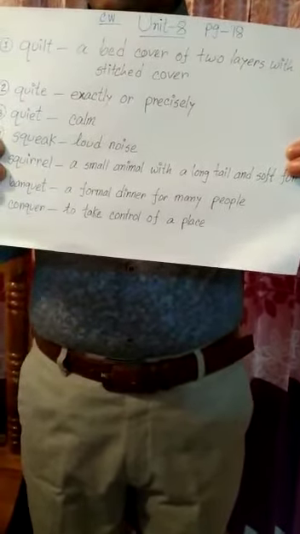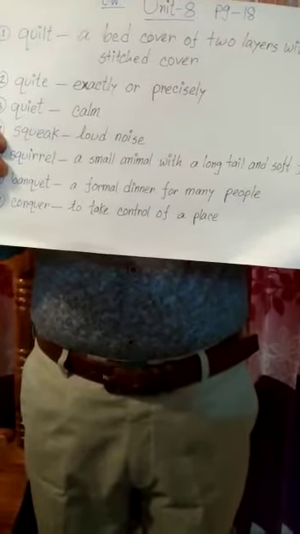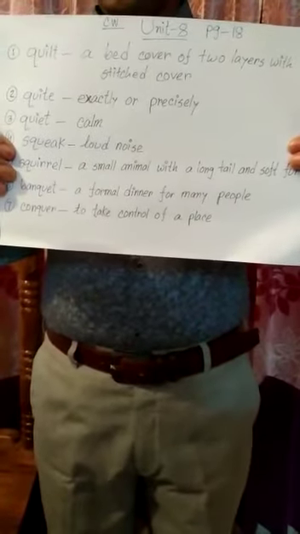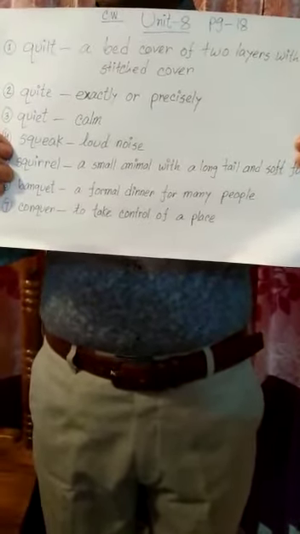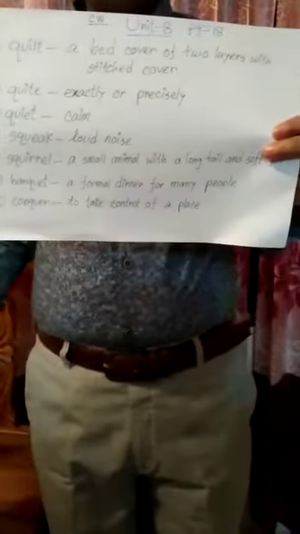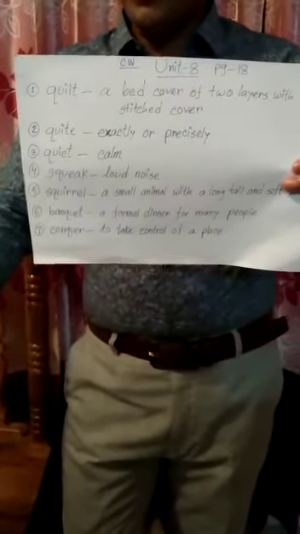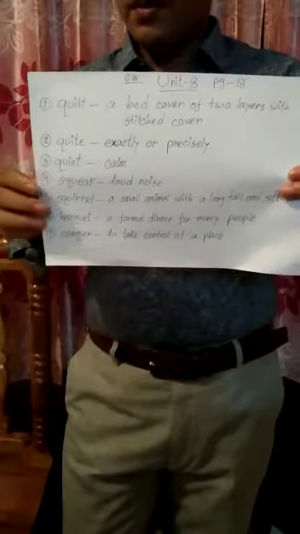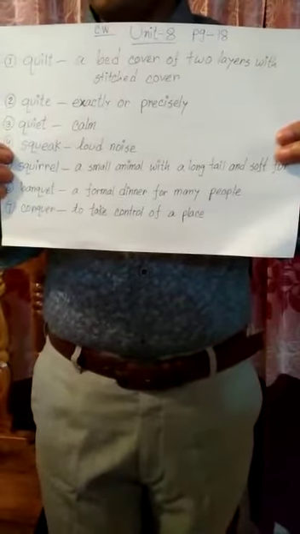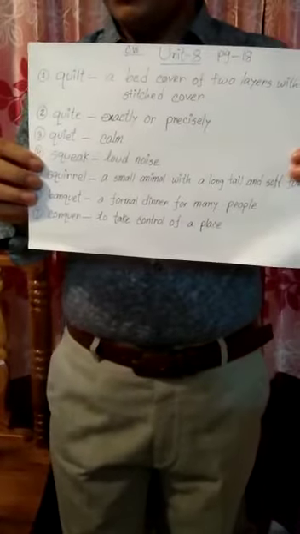Number six, banquet, means a formal dinner for many people. Number seven, conquer, to take control of a place. When we take control of a place, any place, that is called conquer. So, first one is quilt, a bed cover of two layers with stitched design. You will find it at your home, obviously.